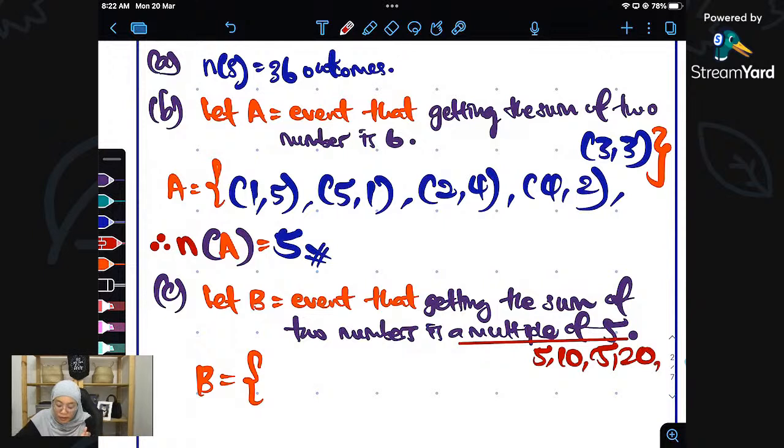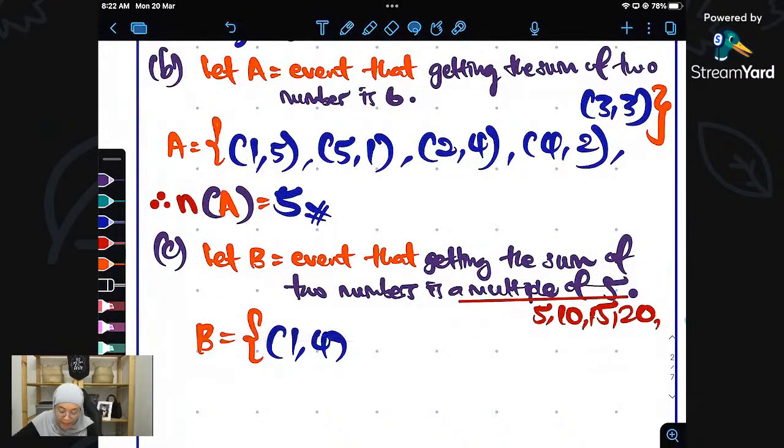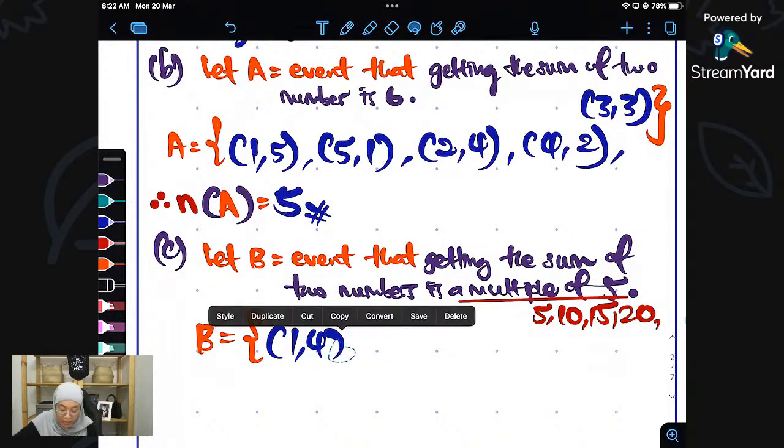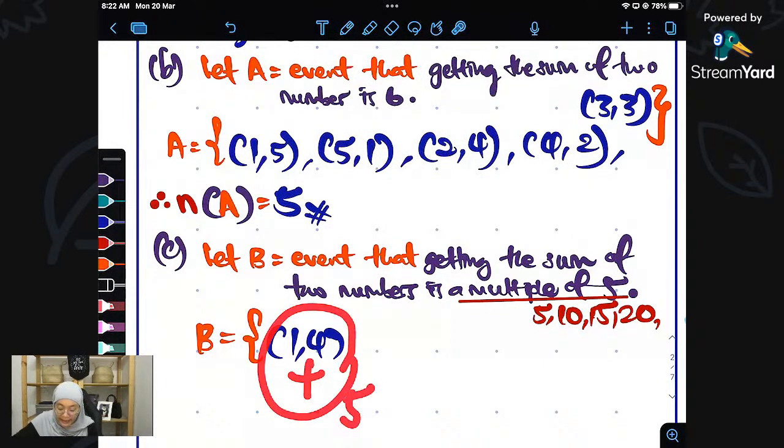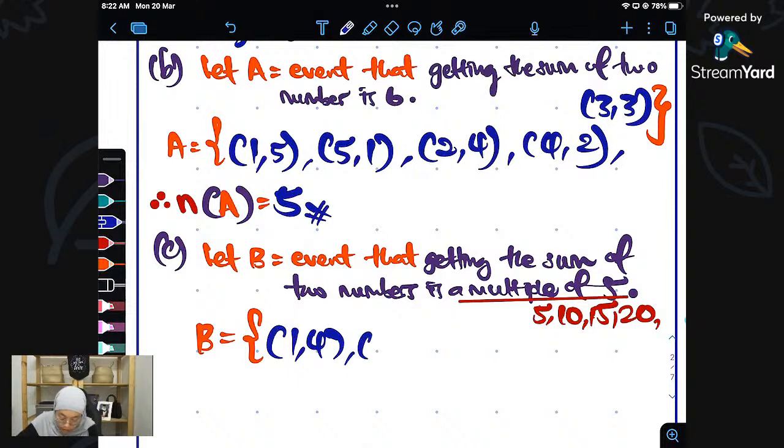But in our sample space earlier, I don't think we have this 15 and 20, you know. When you add, okay, let's add for example. Okay, 1 plus 4 will get 5. 1 plus 4 gets 5. Yes, 1 plus 4 indeed gets 5. So, 1 plus 4 gives 5. It means this 5 is a multiple of 5. Okay, let's continue. What other numbers? 2 plus 3.